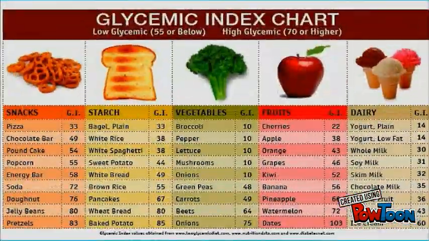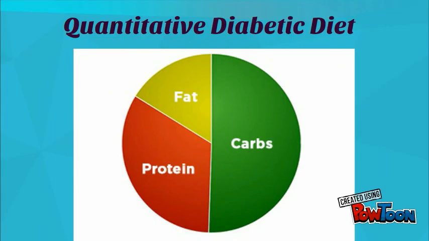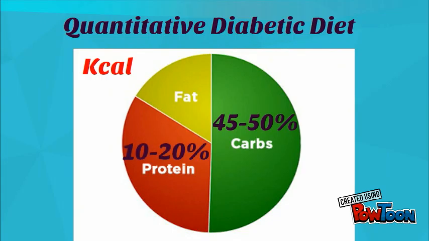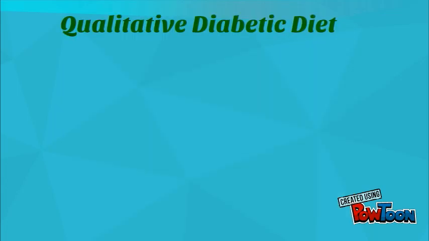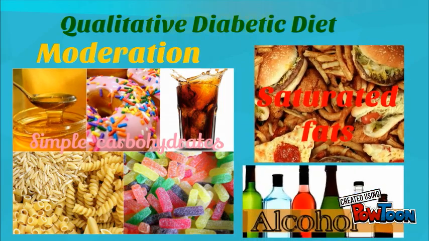Glycemic index: different carbohydrate foods affect the blood glucose level in different ways. Emphasis should be placed not only on the amount of carbohydrates but on the glycemic index of those foods. Quantitative diabetic diet: following a recommended diet based on kilocalories, 45% to 50% carbohydrates, 10% to 20% protein, no more than 30% fats. Qualitative diabetic diet: stressing moderation when selecting foods and reducing the use of simple carbohydrates, saturated fats, and alcohol.